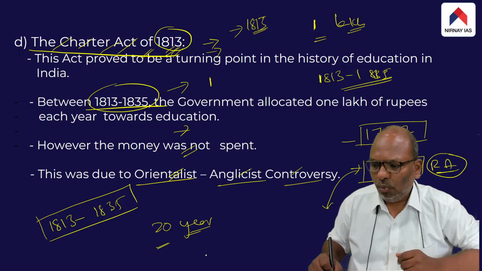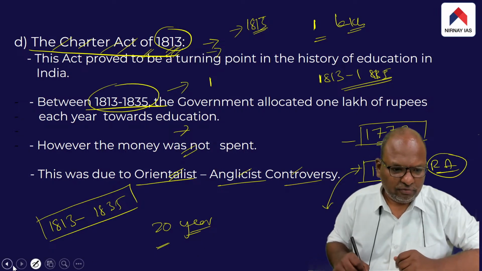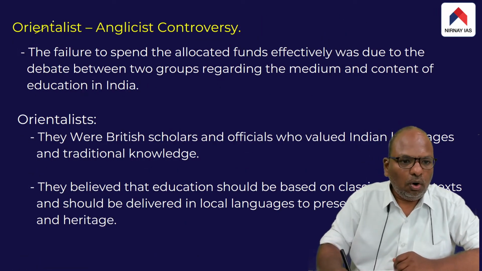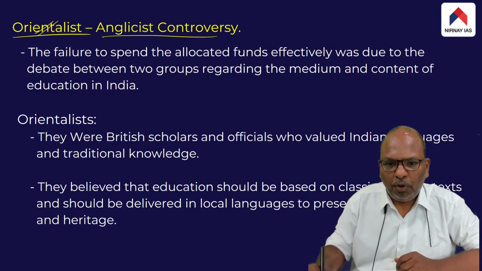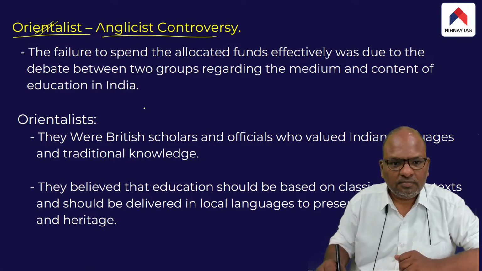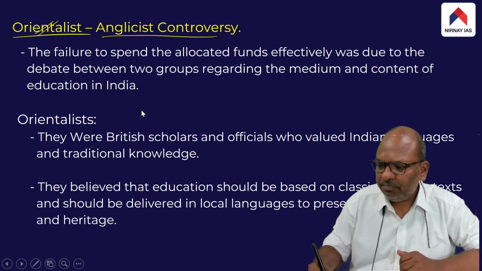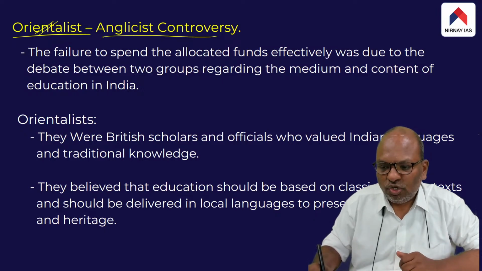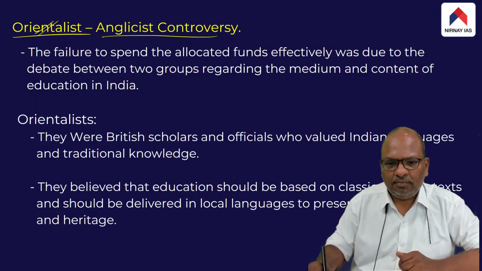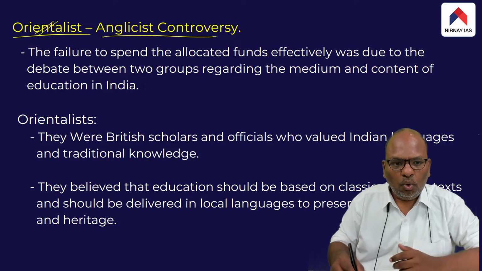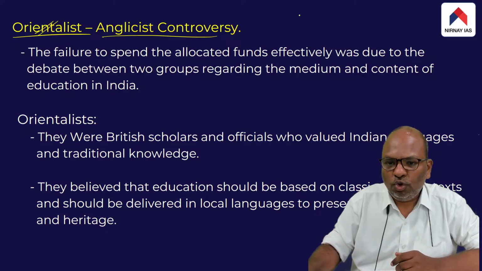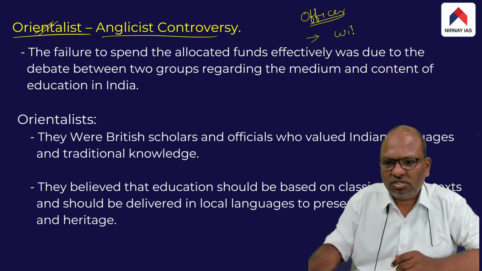So let us understand what this Orientalist Anglist Controversy is. The Orientalists are basically a group of British officers who argued that the money should be spent on promoting the Eastern type of education. The chief of these British officers was William Jones.